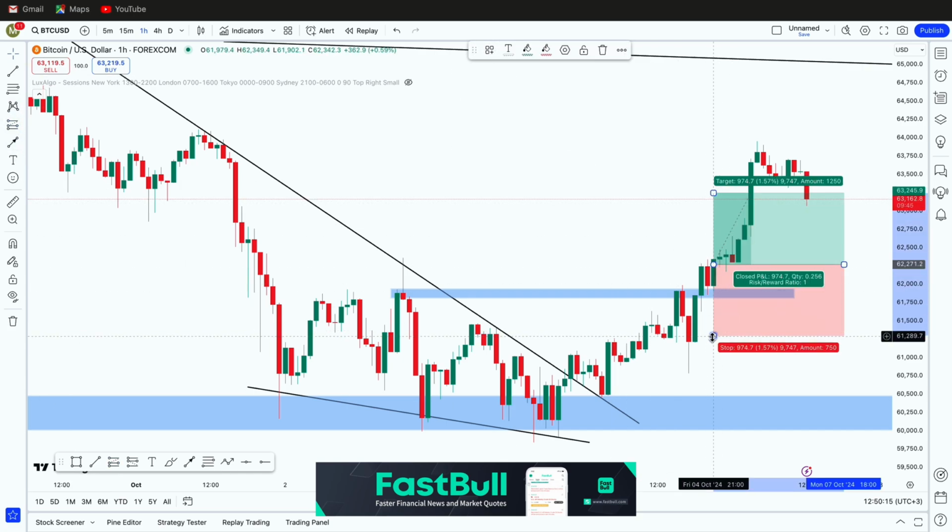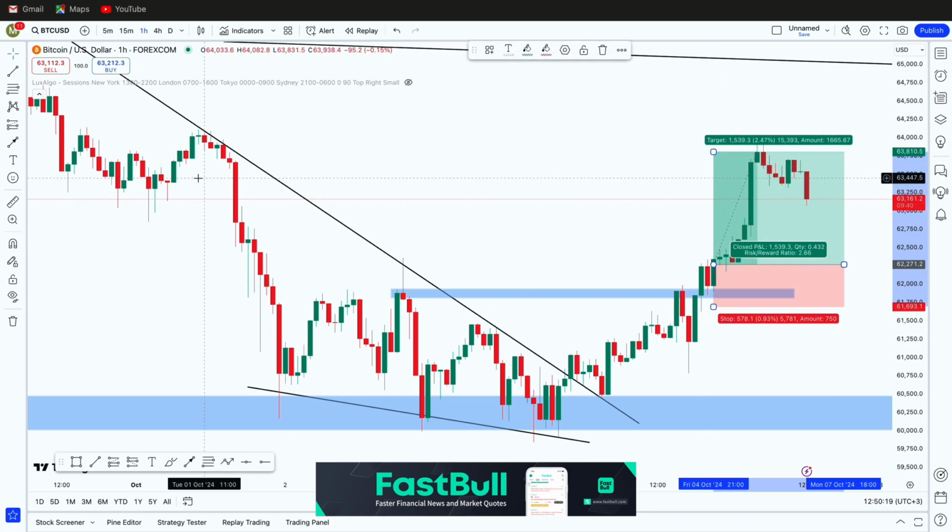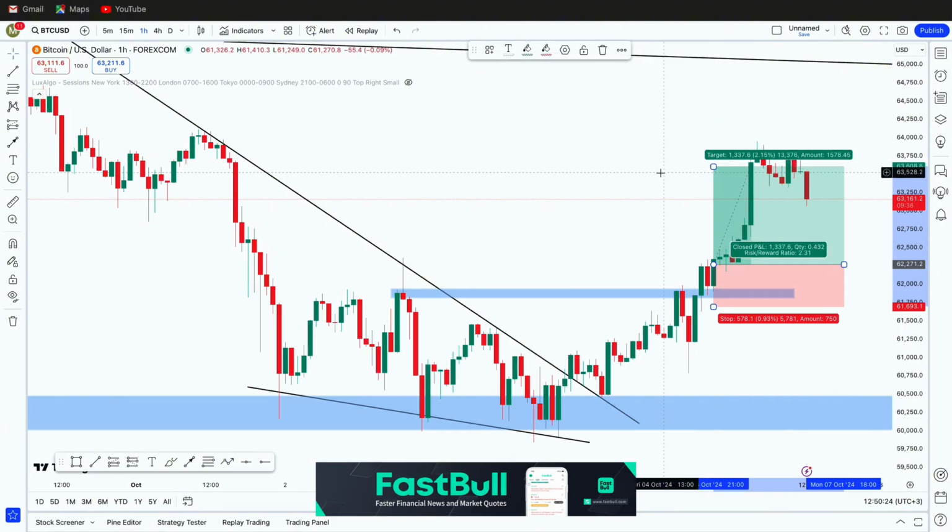So I take my trade like that, putting my stop loss below here, and then targeting a recent fair value gap, which is this one right here. Remember, fair value gap is always my target, just like that. As you can see, this was a very good trade.